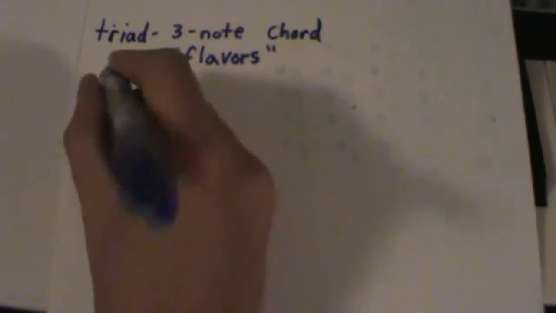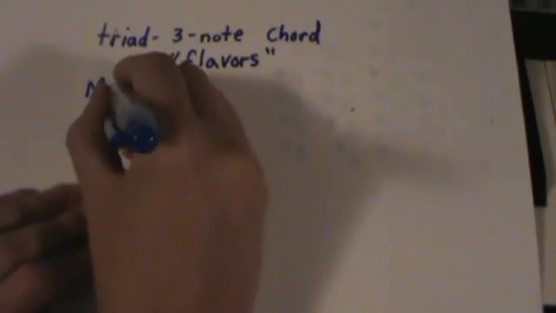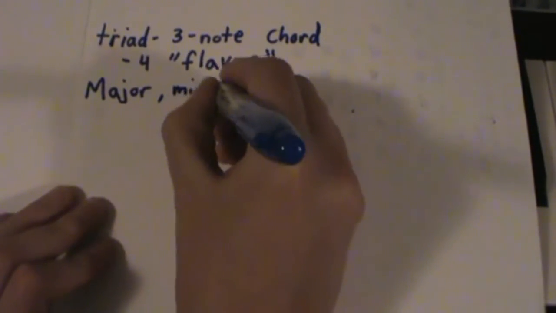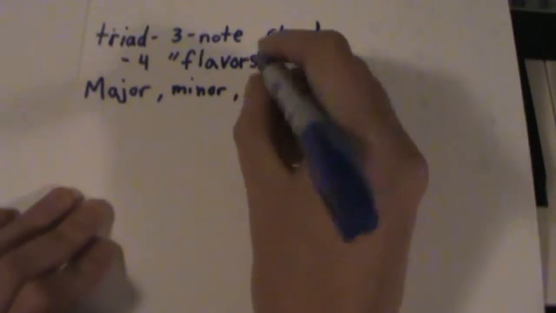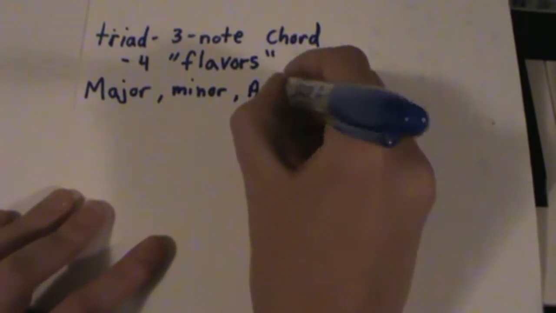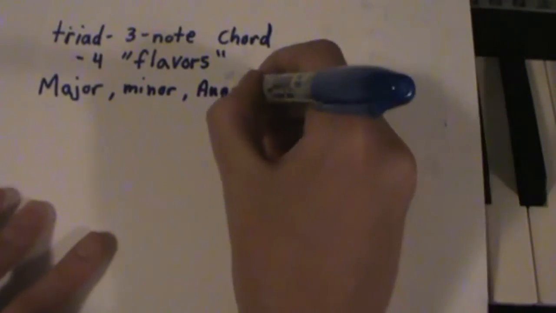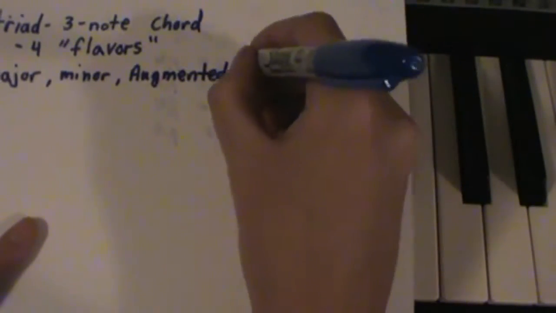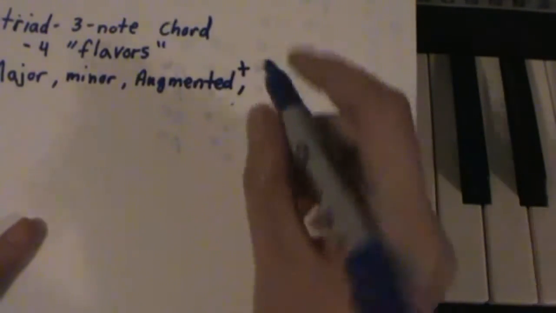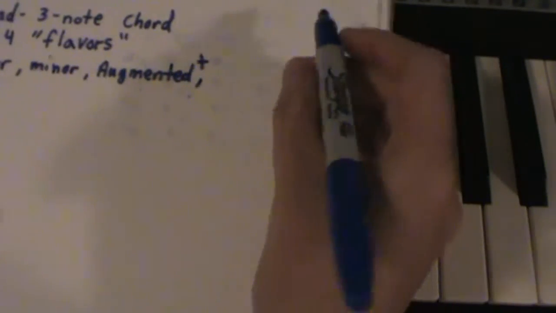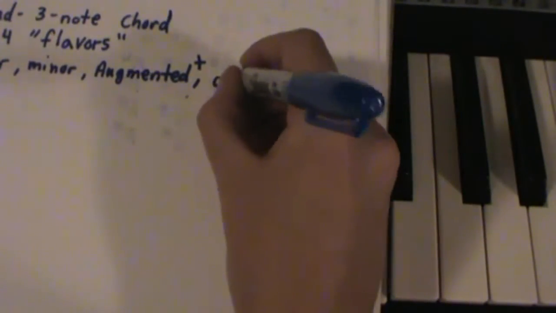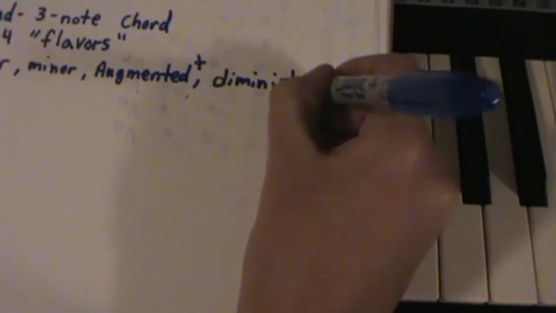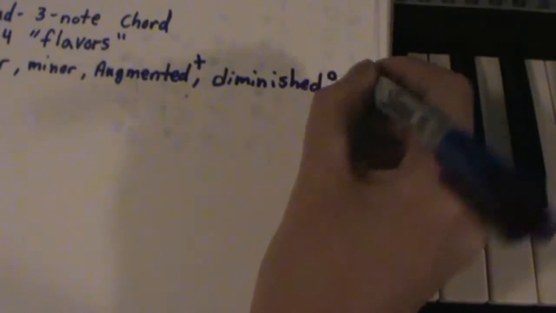And there's major, minor, augmented, and diminished. I'm going to put a plus sign here so you're reminded that there's a plus sign on the popular symbols. Diminished. A little degree sign.